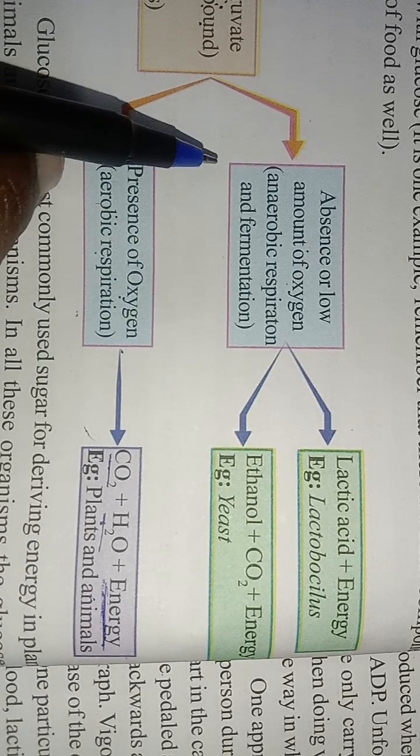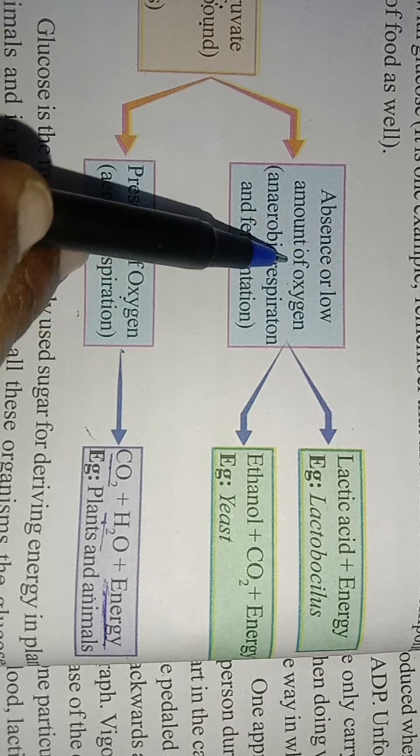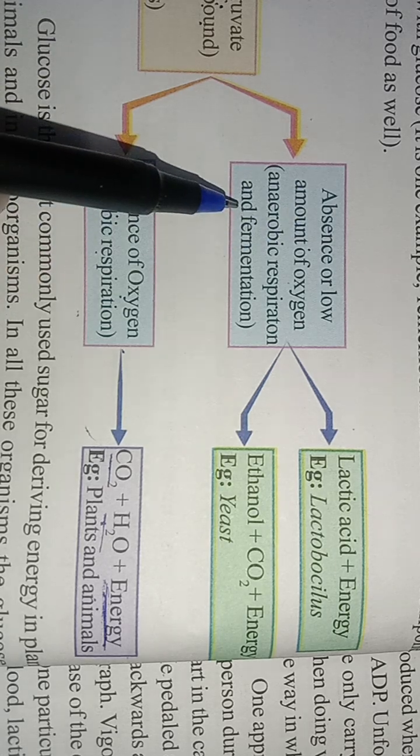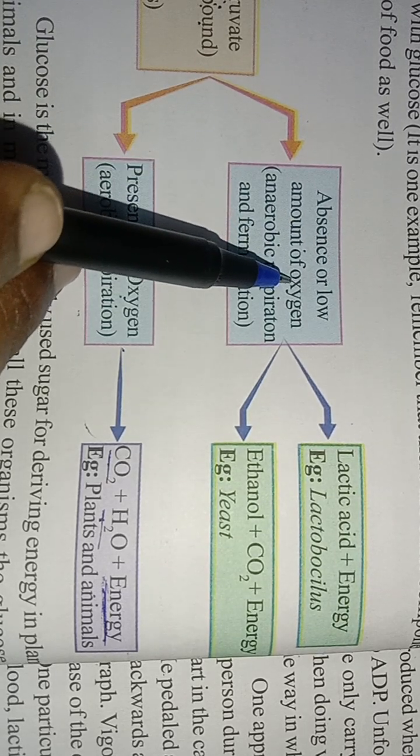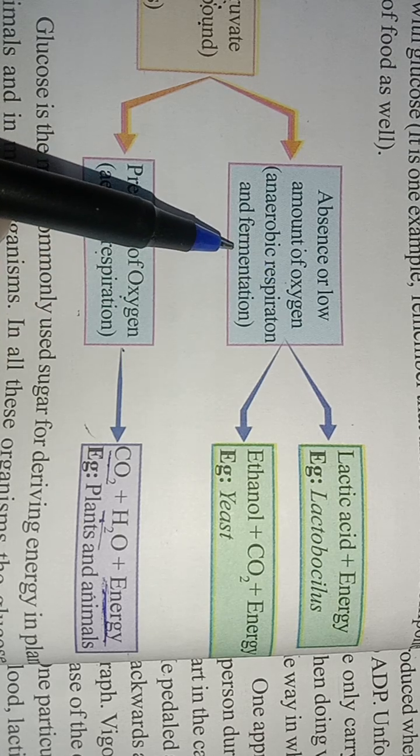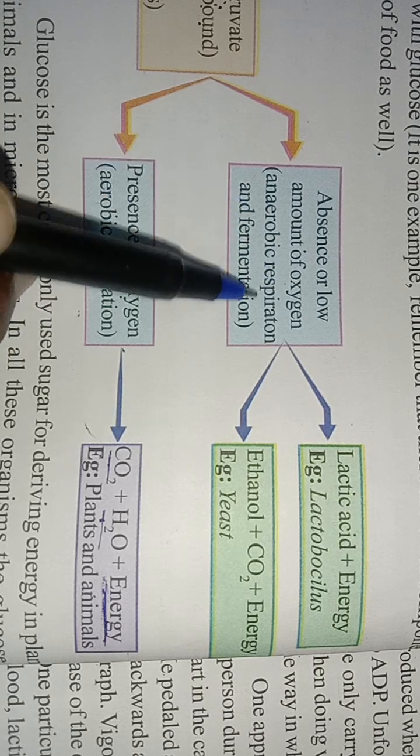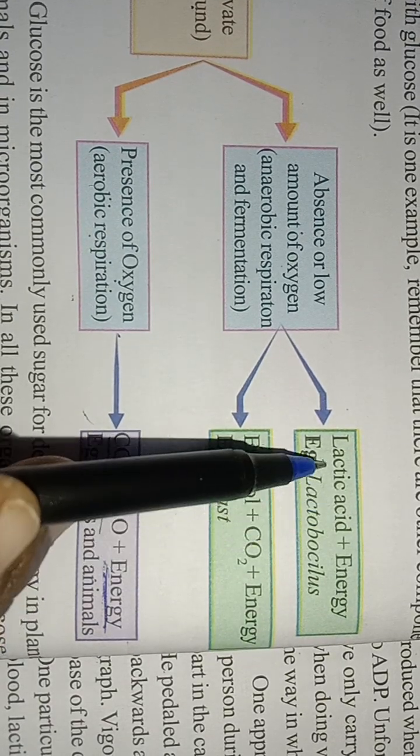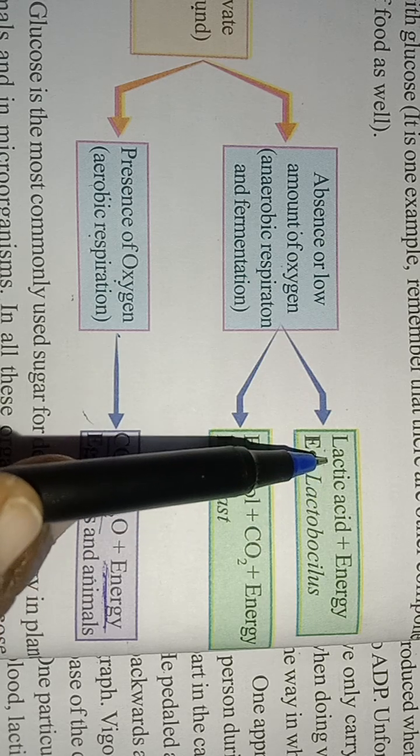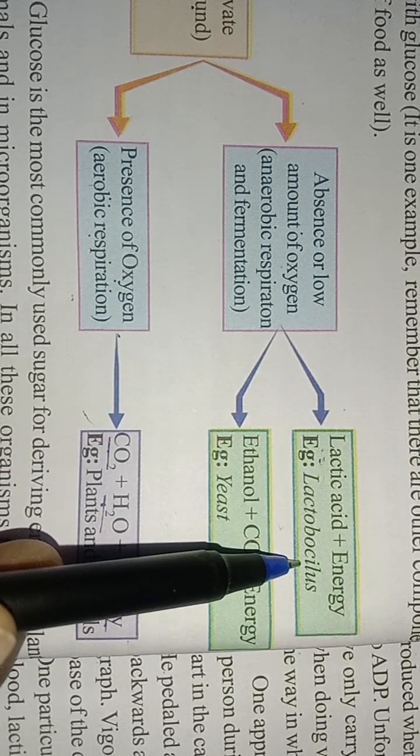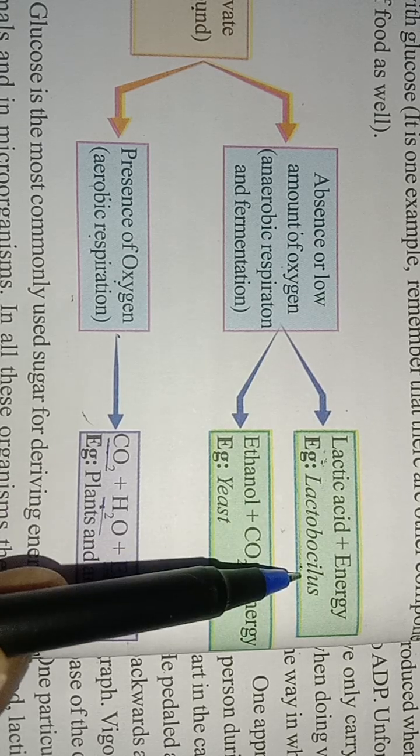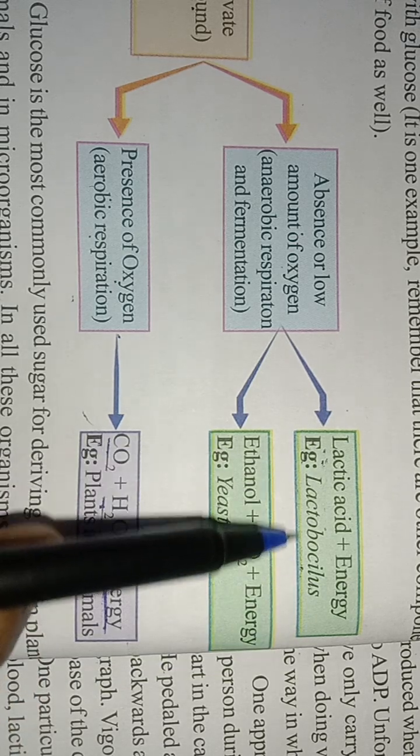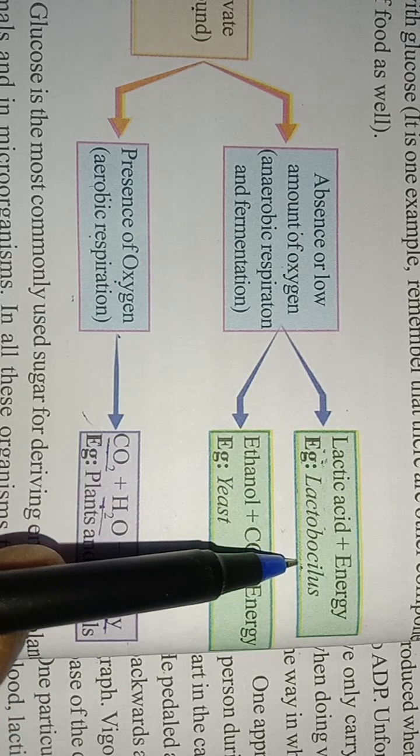So next, when there is a low amount of oxygen or absence of oxygen, even though there is very little oxygen, it still releases energy. That is called anaerobic respiration or fermentation. If you take lactobacillus bacteria, right? Lactobacillus bacteria release lactic acid and energy. One type of anaerobic respiration takes place in lactobacillus bacteria.